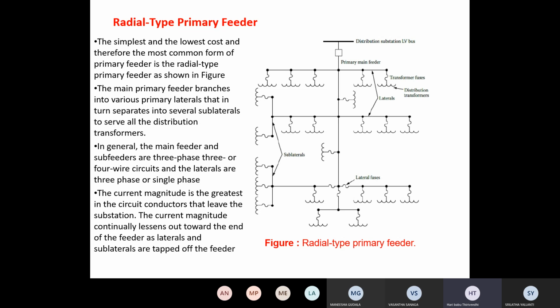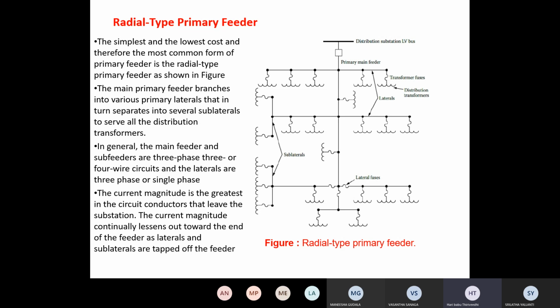Because it is simple and economical, with low initial cost, the most common type of primary feeder is the radial type primary feeder. The main primary feeder branches into various laterals, which in turn separate into several distribution transformers. Look at the picture. This is the distribution substation, and this is the main primary feeder, from the starting point to the ending point.